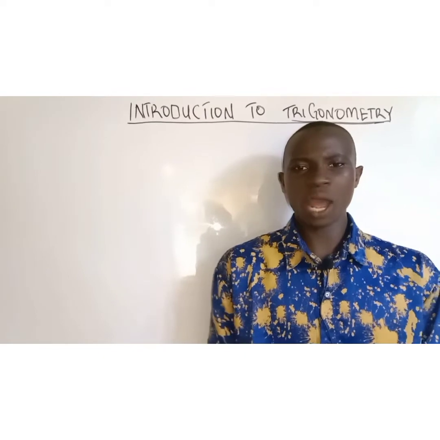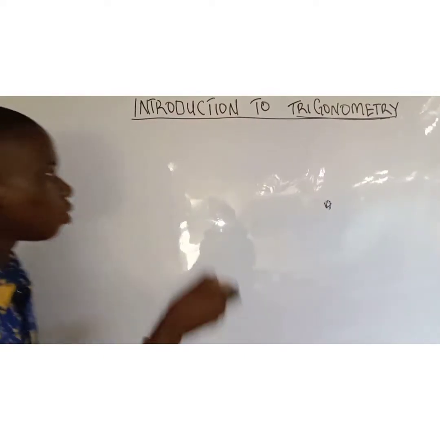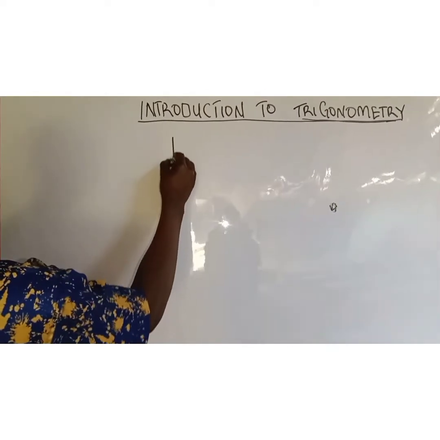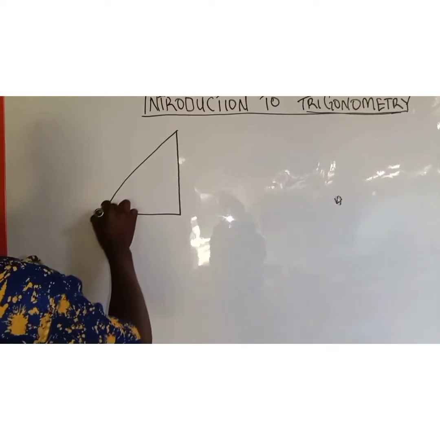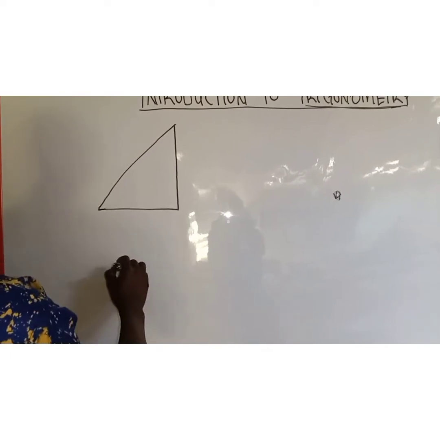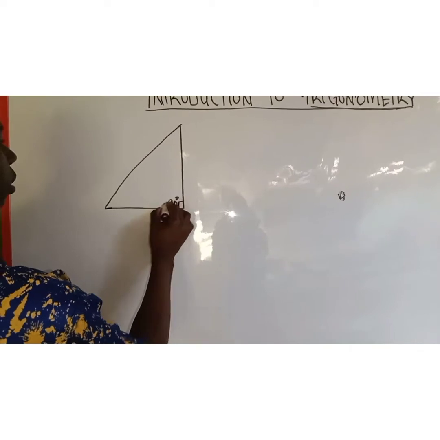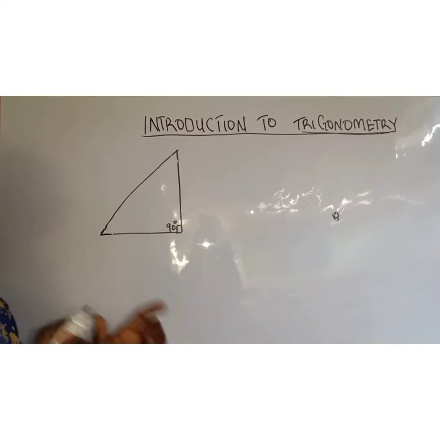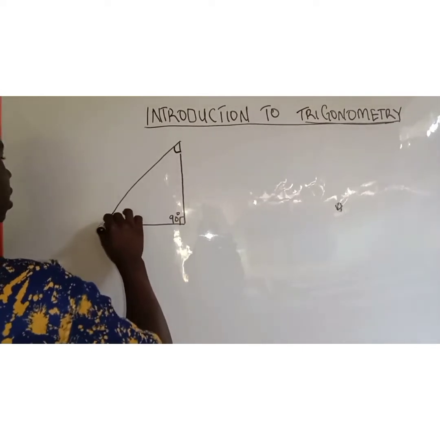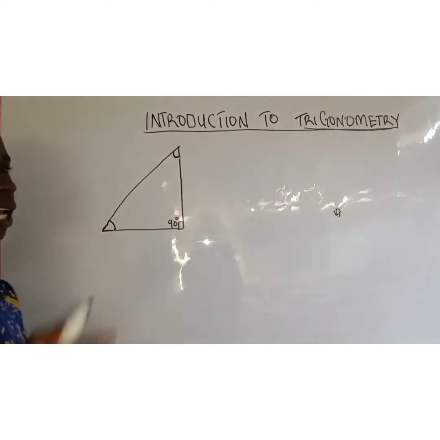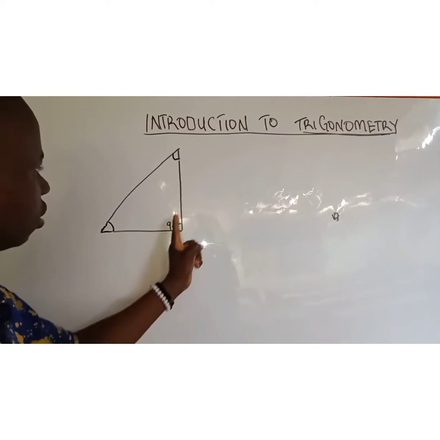So let me show you what a right angle triangle looks like. In the right angle triangle, we have an angle in this form. This is a right angle triangle. So this place is 90 degrees. The triangle has three angles. This is one angle, this is the second angle, and this is the third angle. So here we have 90 degrees.